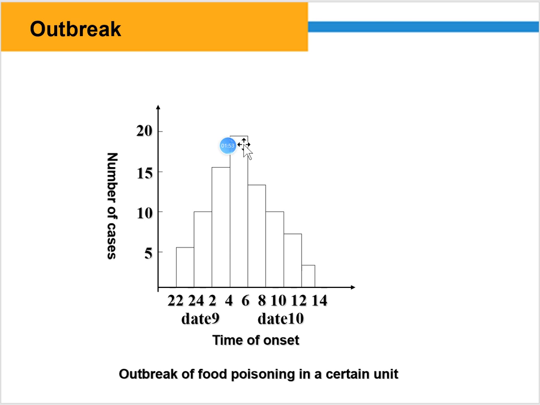This is a diagram to describe an outbreak of food poisoning in a certain unit. The abscissa is date. The ordinate is the number of cases. The outbreak was limited to a small group of people.